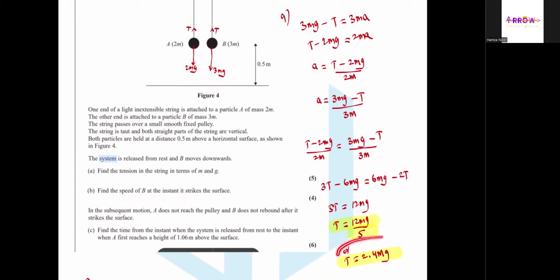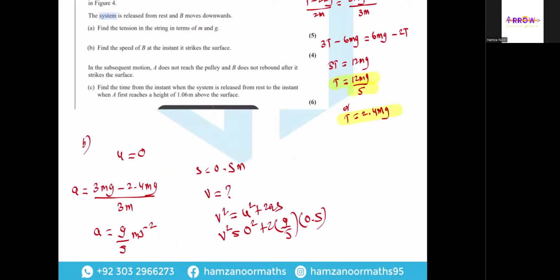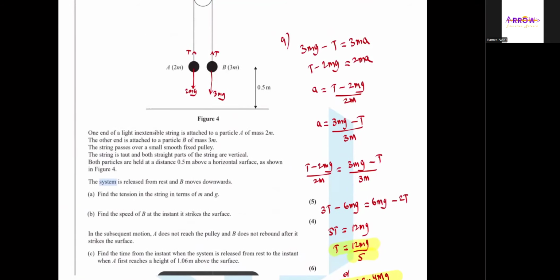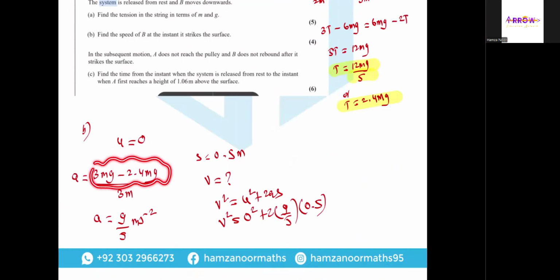Acceleration we can find now, since in part A we have found the tension in the string in terms of mg. And we need to find the final speed. So first I found the acceleration. I used the equation of motion of particle B. I can even use the equation of motion of particle A as well, because both will have the same magnitude of acceleration. So acceleration is equal to (3mg − 2.4mg) divided by 3m. Therefore acceleration is g/5, because the mass will get cancelled out. Acceleration in terms of g, we have obtained g/5.